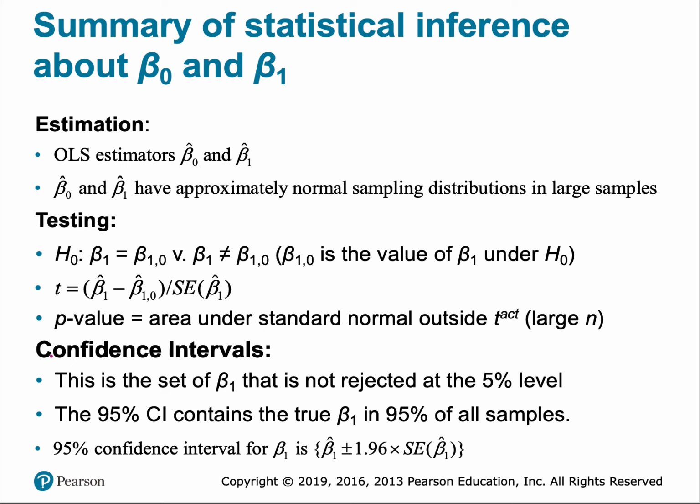The confidence interval is the set of beta 1 values that is not rejected at the 5% level. So the 95% confidence interval contains the true slope in 95% of all samples. And we calculate the 95% confidence interval using the very same method that we use for calculating a 95% confidence interval about a mean.